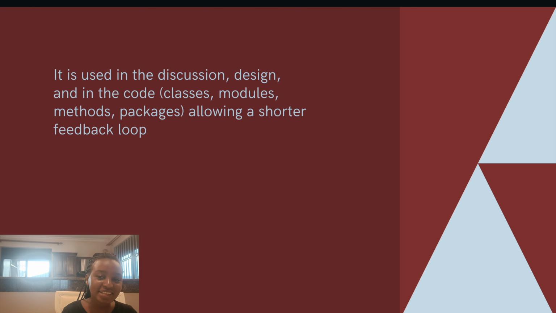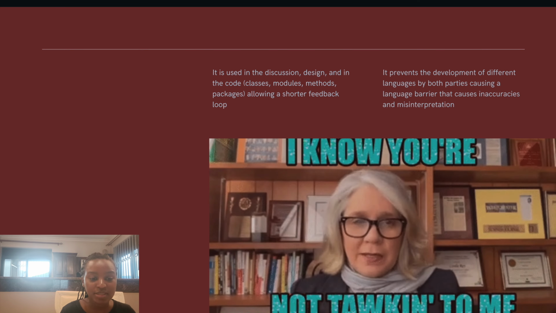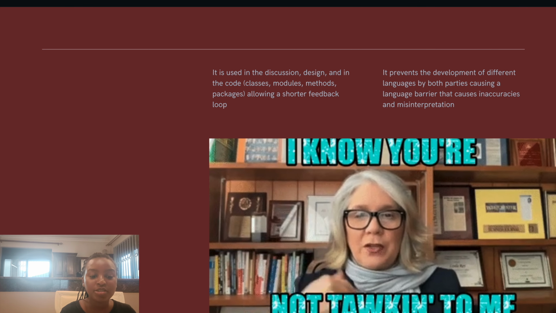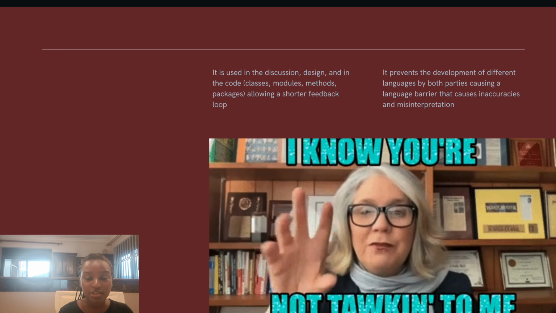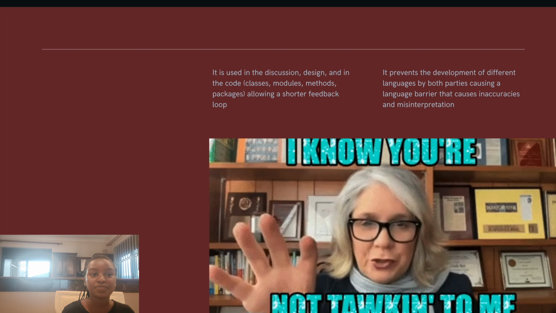It is used in the discussion, design, and in the code. That is the classes, the modules, the methods, the packages, the repositories, the factories, allowing a shorter feedback loop. Having the same language means we'll spend less time explaining what each person meant, and then quicker implementation, quicker changes, quicker feedback loop at the end of the day, which is good for the business. It prevents the development of different languages by both parties, causing a language barrier that causes inaccuracies and misinterpretation. That can happen a lot.